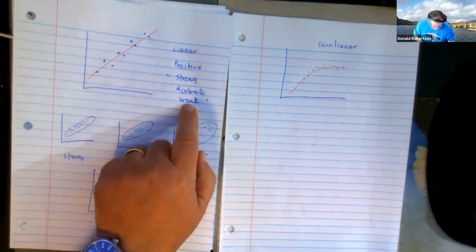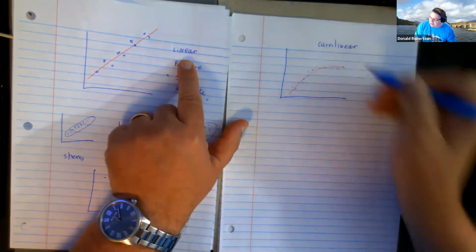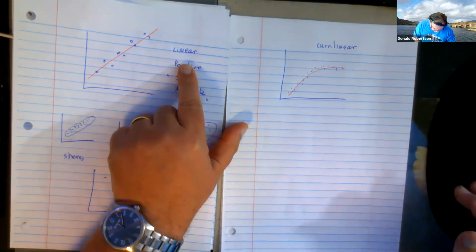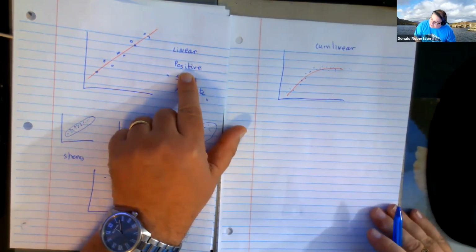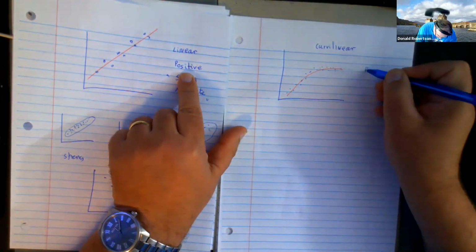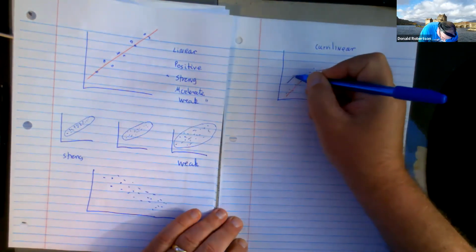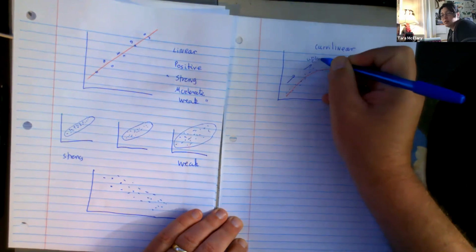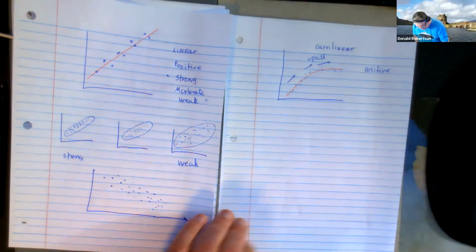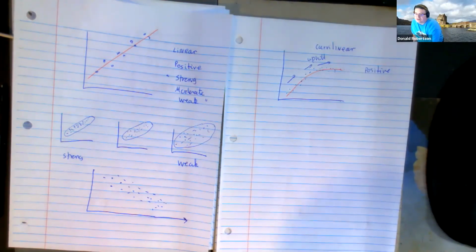Now, curvilinear does get some of the same terms. We don't call it linear, we call it curvilinear. Now, you can actually talk about positive and negative. This one is positive. Now, you might say, well, it's not a line, how can it be positive? Positive in this sense means you're going uphill. As long as you're going uphill, even if you're kind of flat line at the end, that's counted as a positive association.